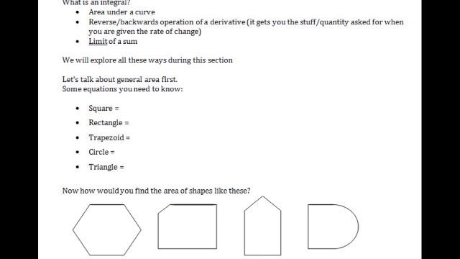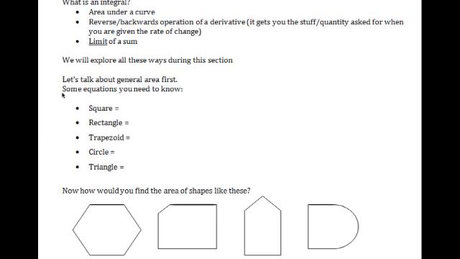You're undoing a derivative. It's also the limit of a sum, and that's kind of what we're going to work on for the first few days before we get to the middle bullet. Today, we're going to do the first bullet. So like I have here, we will explore all of these ways during this section. Let's first talk about general area.